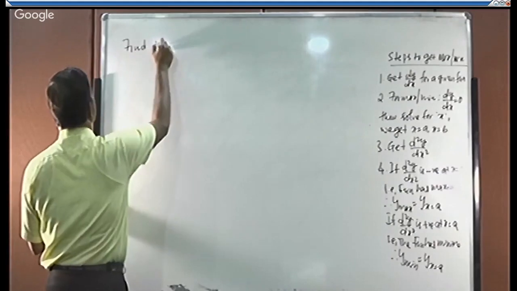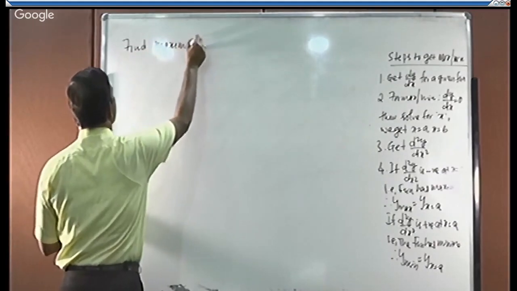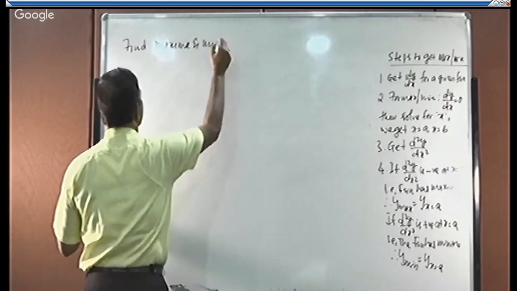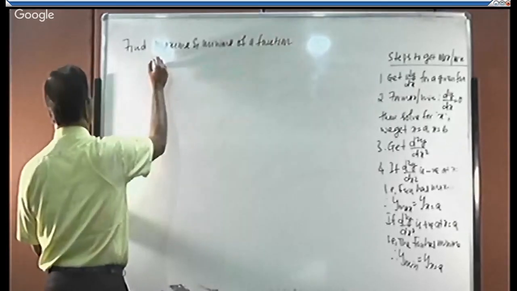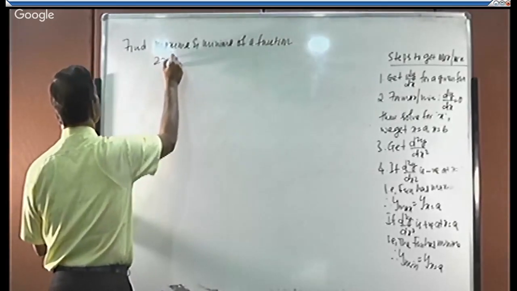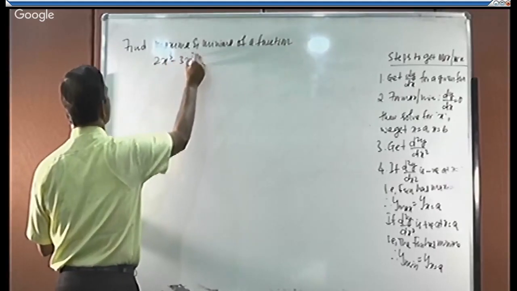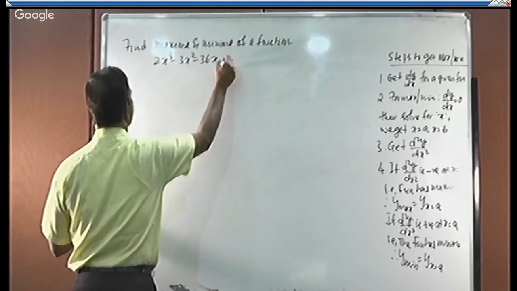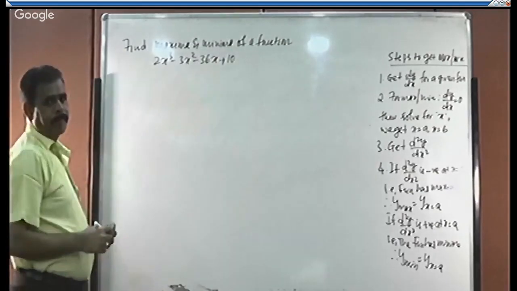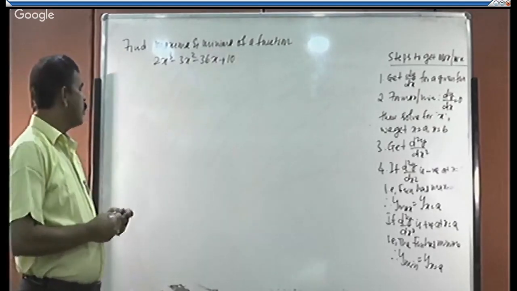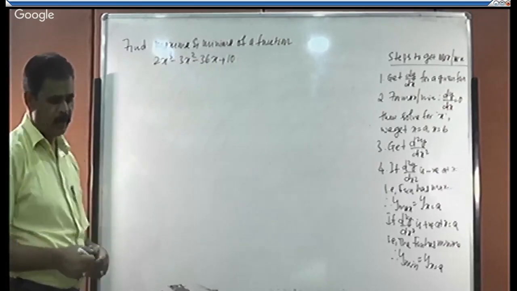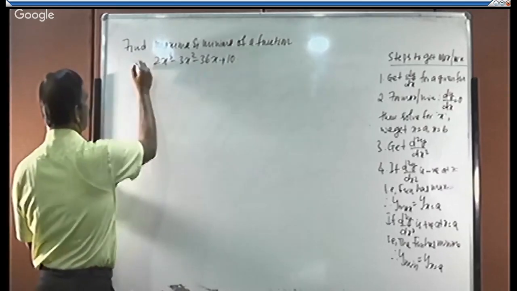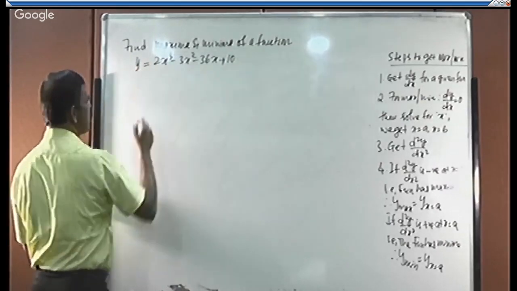Find the maxima and minima of a function. Let us take the function 2x cube minus 3x square minus 36x plus 10. Take this as y. The given function is considered as y.